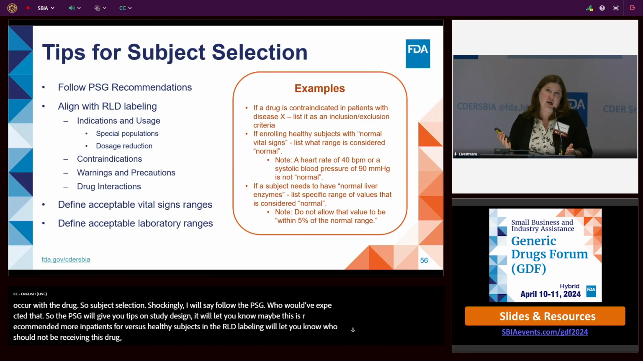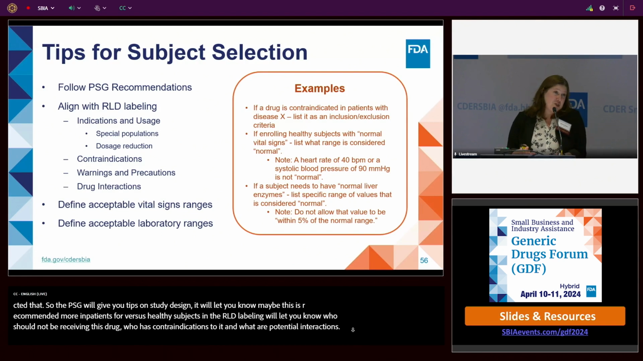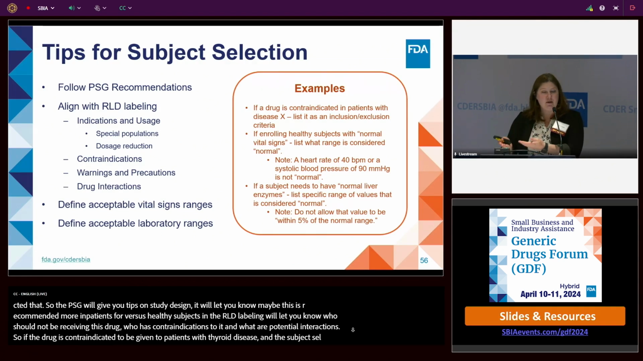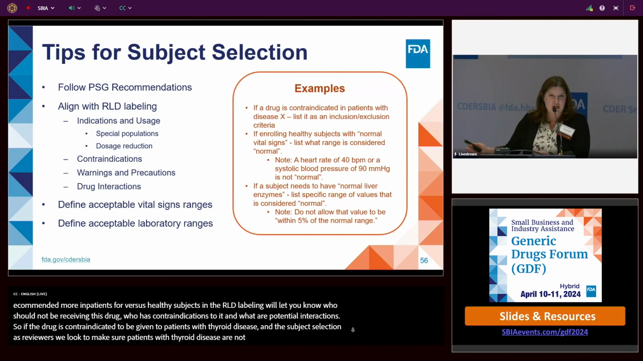So, if a drug is contraindicated to be given to patients with thyroid disease, in the subject selection we as reviewers are going to be looking, make sure patients with thyroid disease are excluded from that population so that we know that we're keeping them safe.